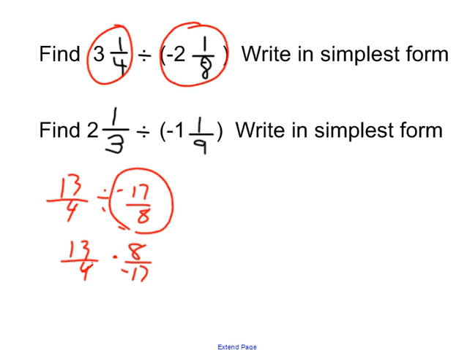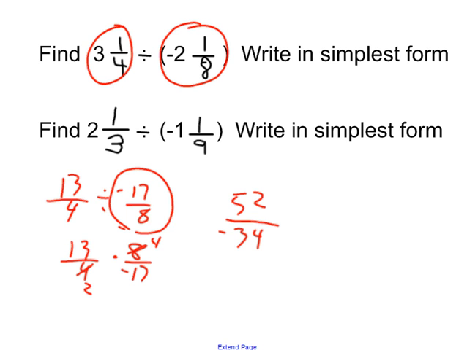2 can go in there 2 times, 2 can go in there 4 times. So I've got 13 times 4. 13 times 4 would be 52, over 17 times 2, which would be 34. And of course it's negative.